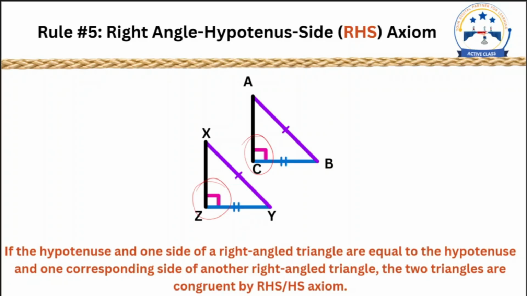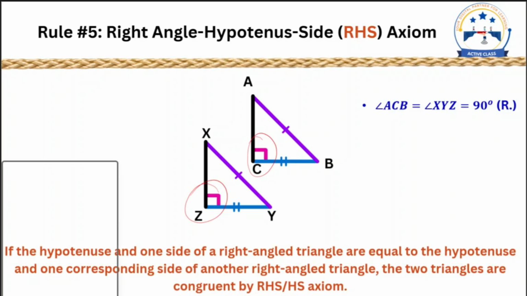This axiom is applicable only in case of right-angle triangles. Here, both the triangles are right-angled. In RHS axiom, both the triangles should be right-angled, means 90 degree. So can you tell me the name of 90-degree angles in both the triangles? Very good. Angle ACB and angle XZY are equal to 90 degree. These angles are right angles.